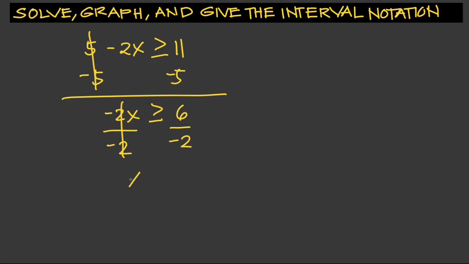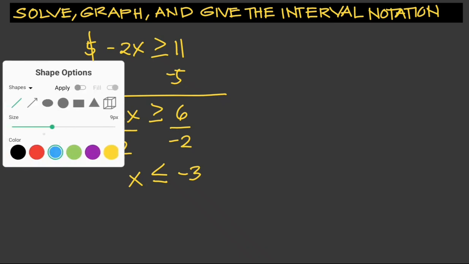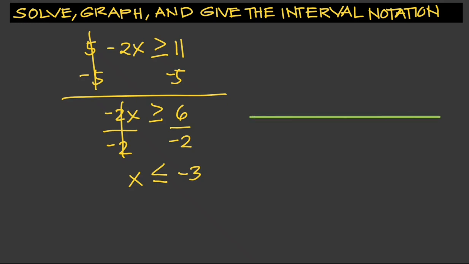So this would become 6 divided by -2. So this would become x less than or equal to -3. And now we can graph this. So we draw this inequality on a number line.